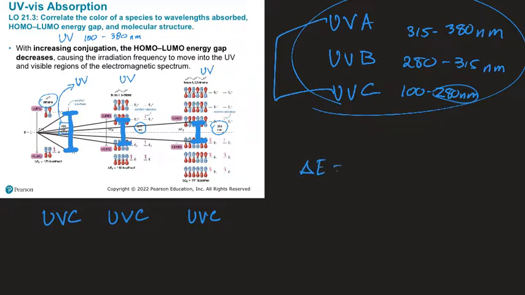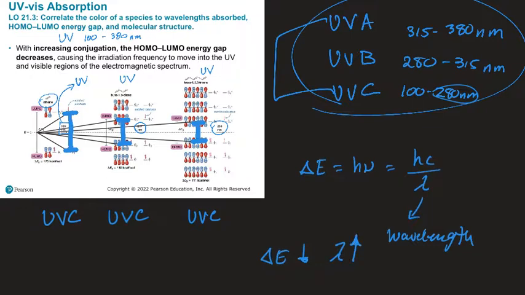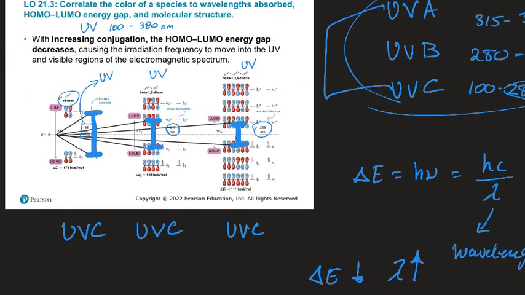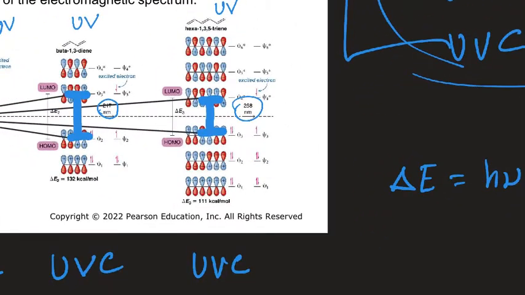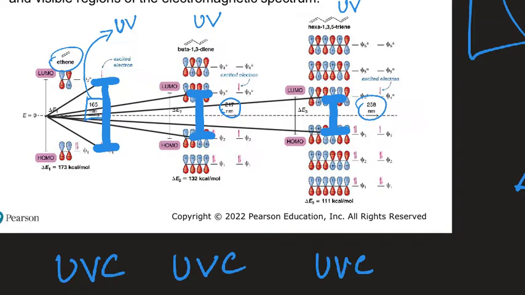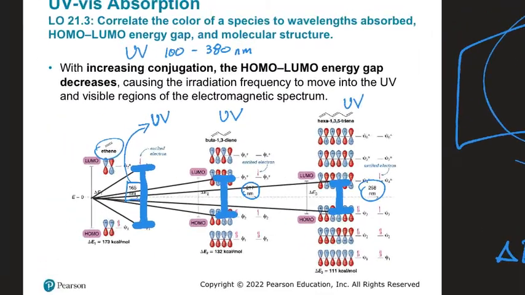Delta E equals h nu, or it's hc over lambda, where lambda is the wavelength. So if delta E is getting smaller, the wavelength is going to naturally go up because it's in the denominator. These are inversely proportional. So as you add more and more conjugated double bonds, the delta E gets smaller, so the wavelength goes up. We see 165 to 217 to 258.